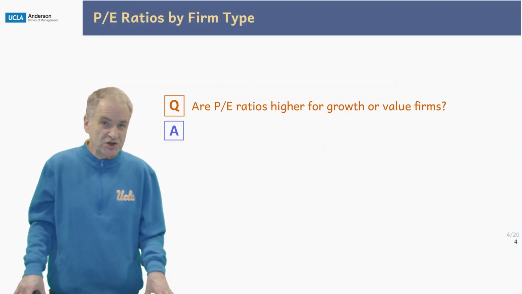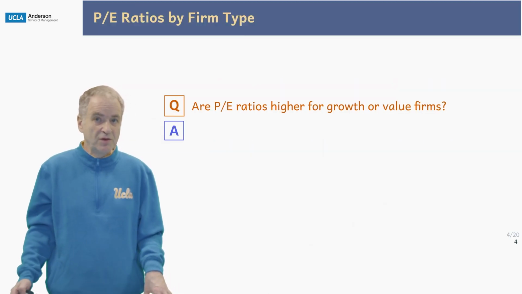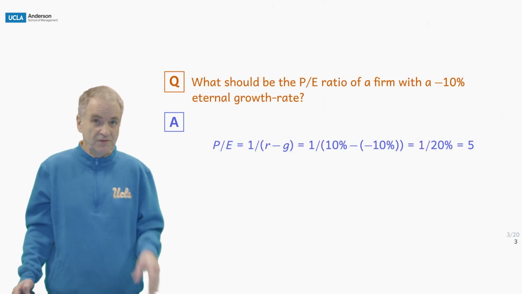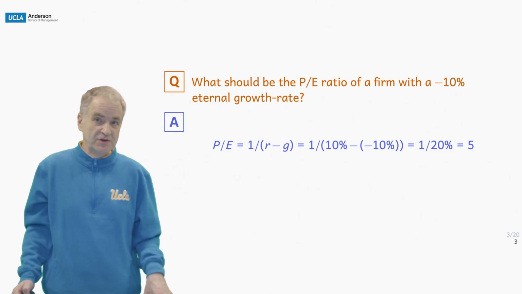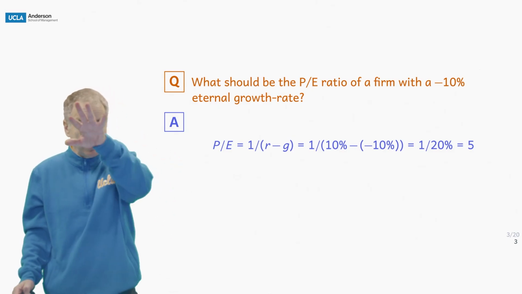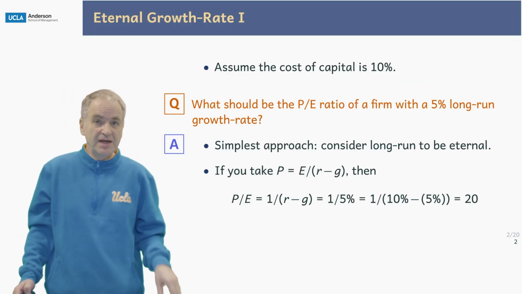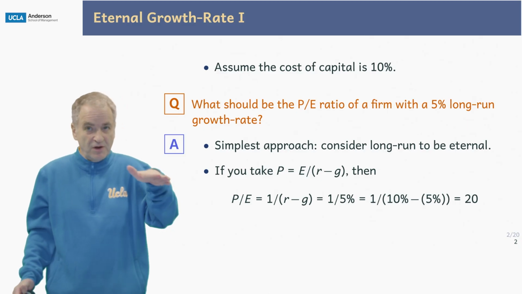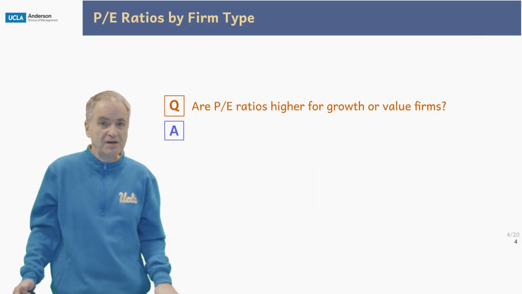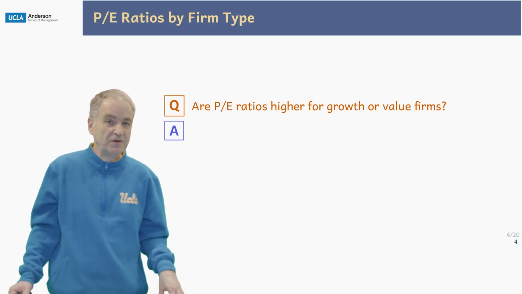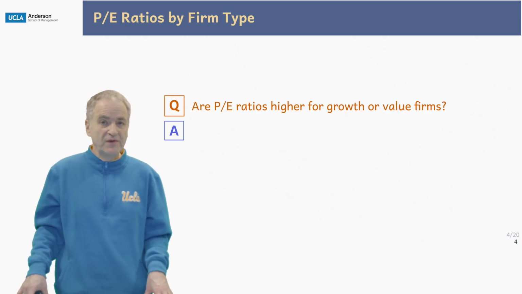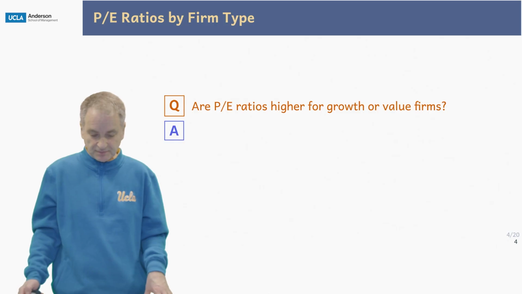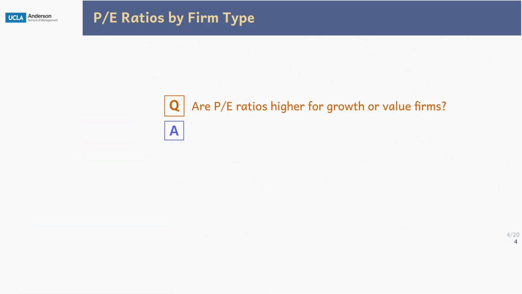Are PE ratios typically higher for growth or value firms? So if you look at the previous one, we had a value firm that had a minus 10% growth rate. So it wasn't growing anymore, it was actually shrinking. And then before we had a firm that was growing. So just compare this and figure this one out for yourself. Are price earnings ratios higher for growth or value firms? Please pause this video now, answer the question on a piece of paper, and then continue.